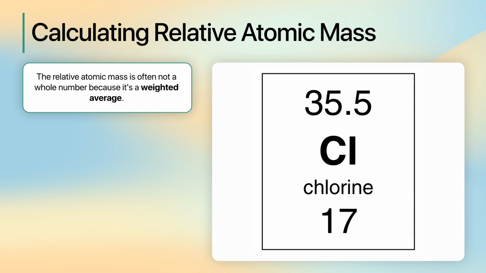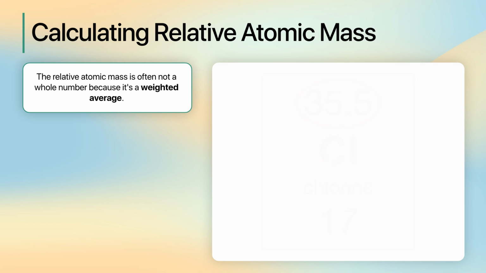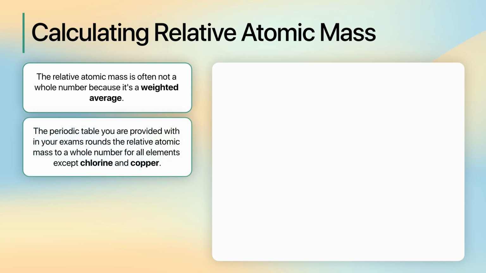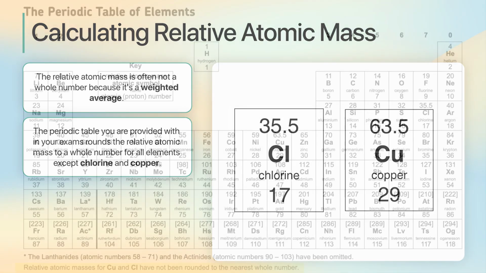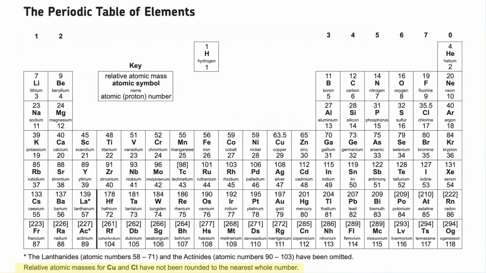In the periodic table you are provided for your exam, the relative atomic mass is displayed at the top of the element. We can see that the chlorine element has 35.5 at the top. Whilst the relative atomic mass of most elements is not a whole number, the periodic table you are provided with rounds the relative atomic mass to a whole number for all elements except chlorine and copper. This is noted at the bottom of the periodic table.